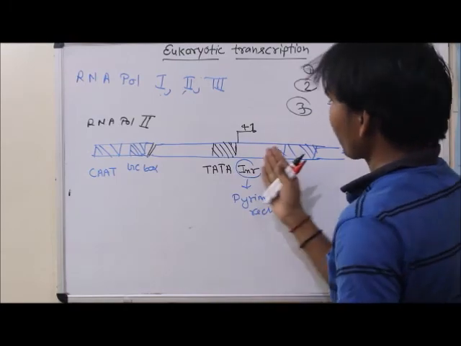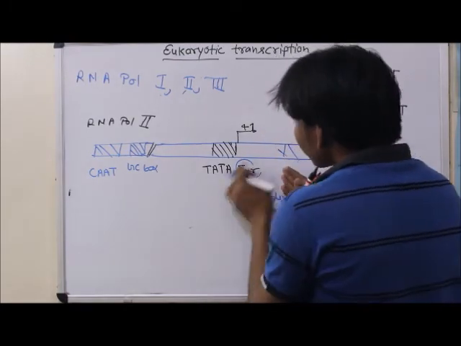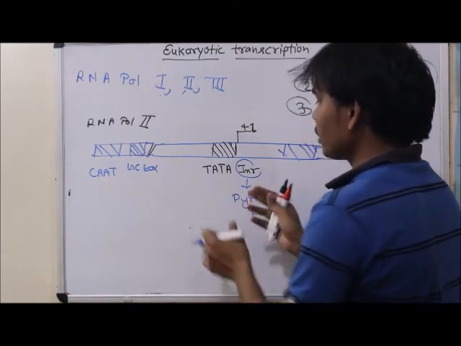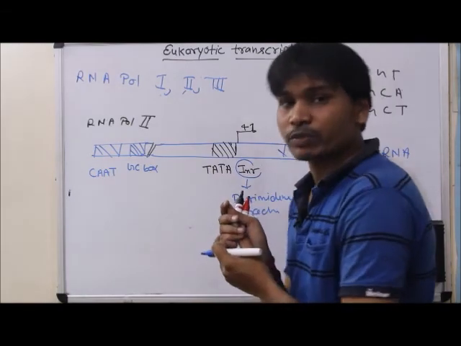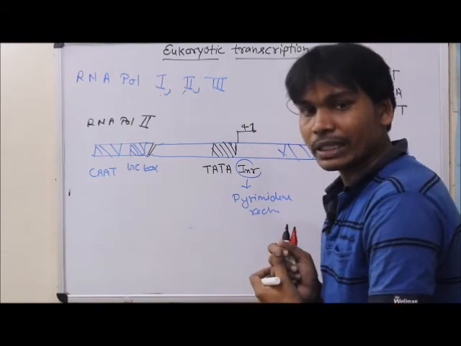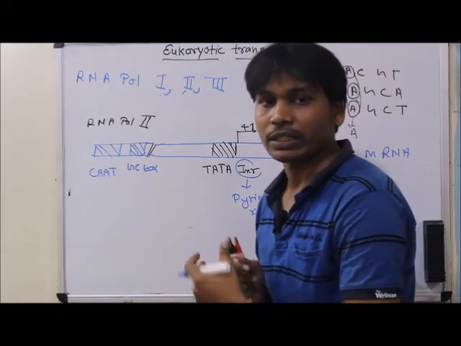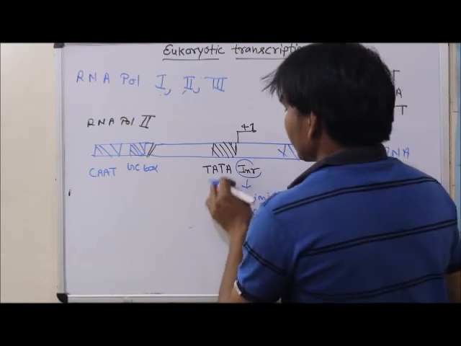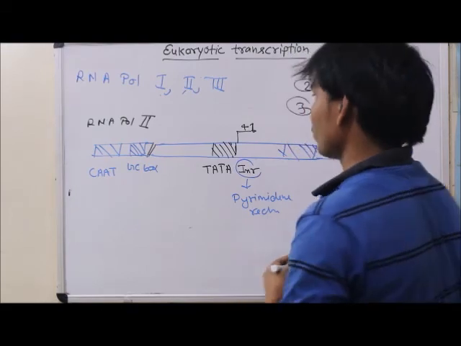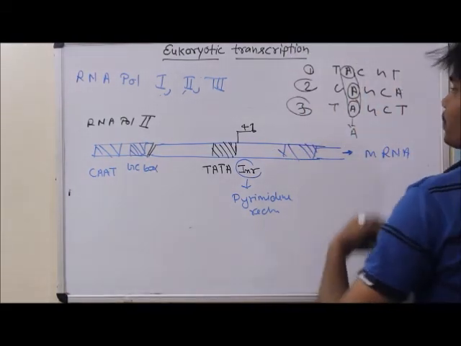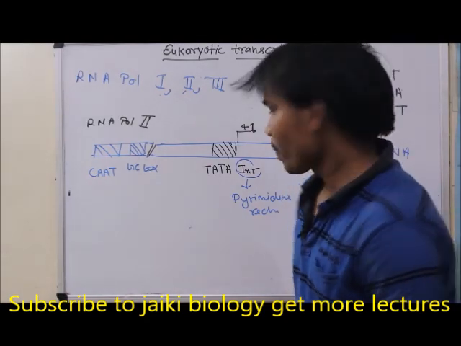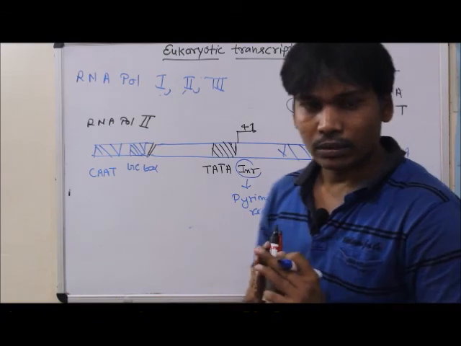But the TATA box is different. Around the +1 start site, the initiator sequence is found, which becomes pyrimidine rich. The TATA box is where the general transcription factors bind. In further lectures I will describe the general transcription factors and other transcription factors. Here at the TATA box the general transcription factors bind and start transcription. So this was the description of the promoters of RNA polymerases.